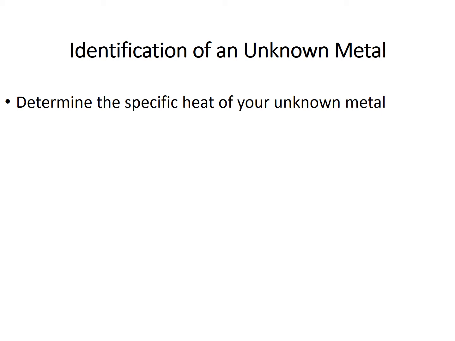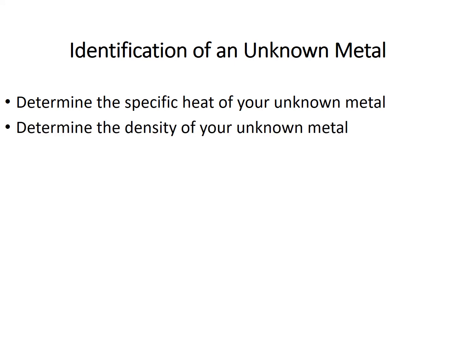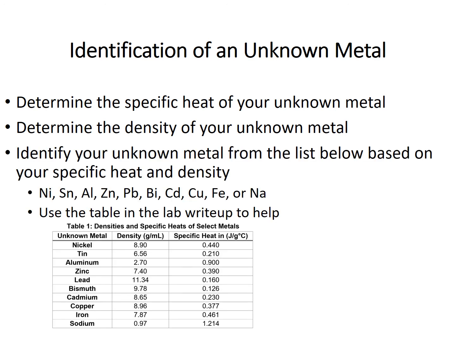So you'll first determine the specific heat of your unknown metal based on the data that I'll give you on the next slide. Then determine the density of your unknown metal. We're already familiar with how to do this. We'll get some information about mass and volume. And I think we know how to go about getting density from that sort of information. And then you're going to need to justify what unknown metal you have chosen.